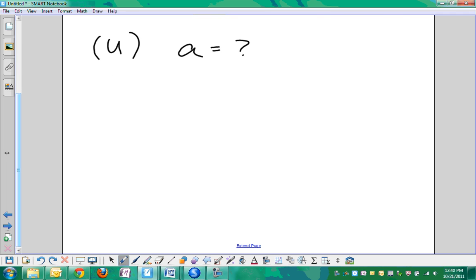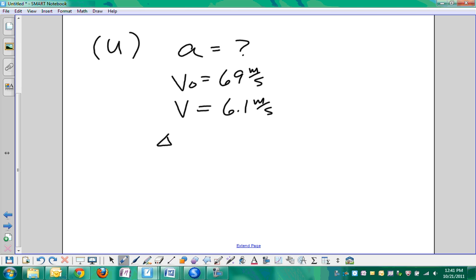So now looking back up at our diagram, we can say the things we do know. V naught is equal to 69 meters per second. V final is equal to 6.1 meters per second. And delta x I did not write up there as a value. What was it? 750 what? Meters. Sir, 750 meters.